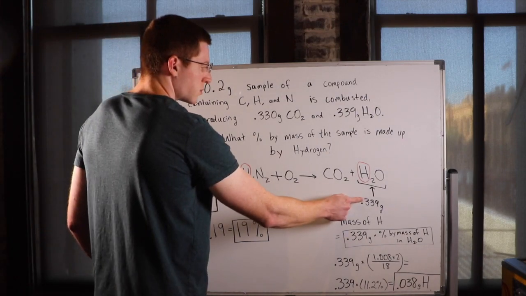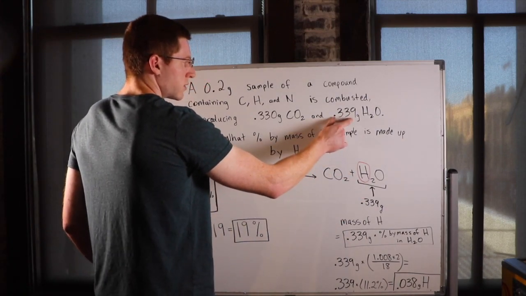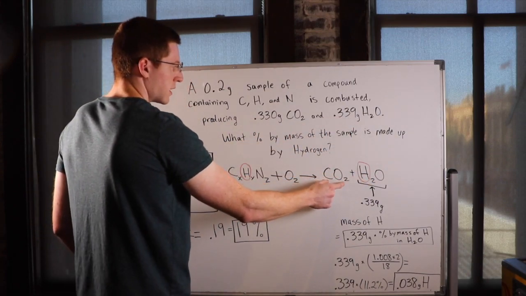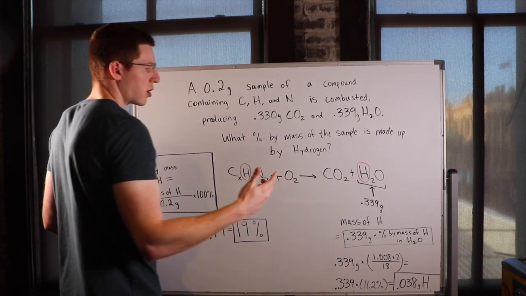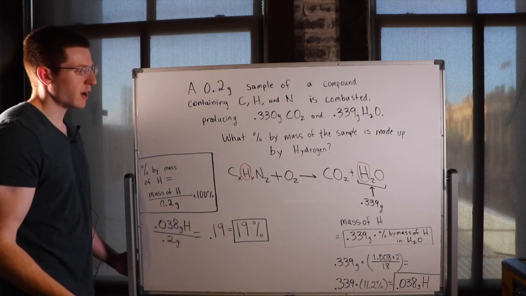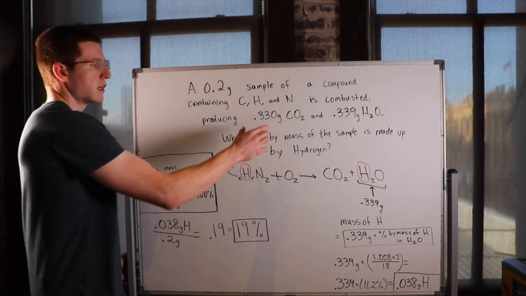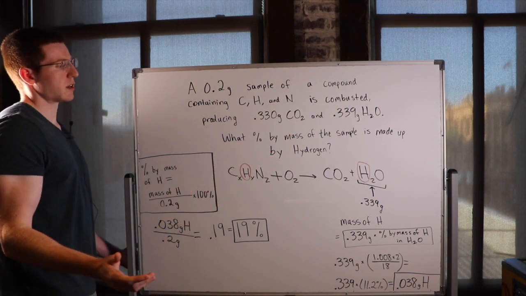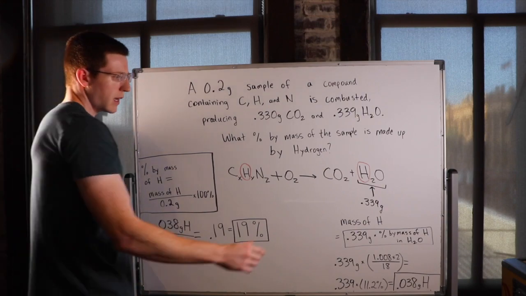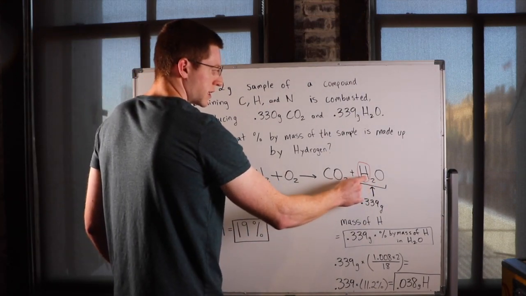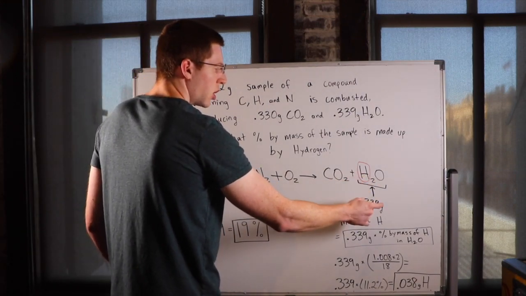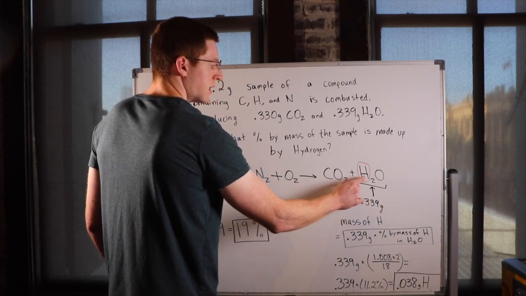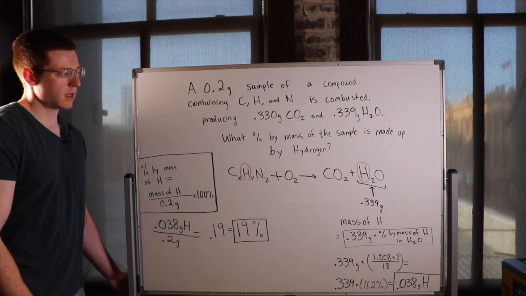So all they told us was that we had 0.339 grams of water and 0.330 grams of carbon dioxide. Notice we don't really care about the carbon dioxide because it doesn't have hydrogen in its formula. So this actually turns out to be unnecessary information that they gave us just to throw us off. And water here contains the hydrogen, and they told us the total amount. So how can we get the amount of this total mass that was made up by hydrogen?